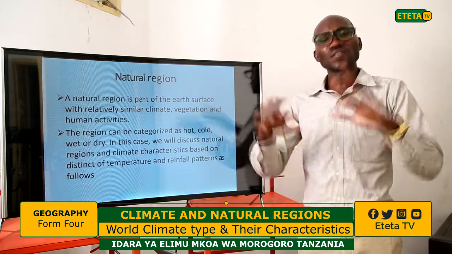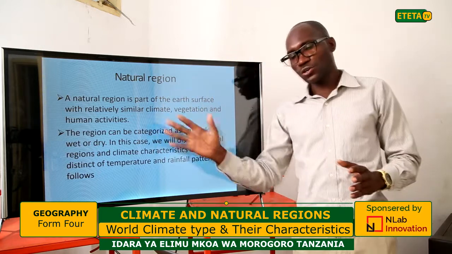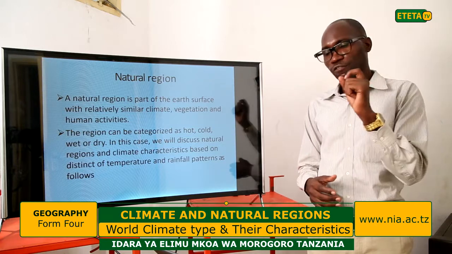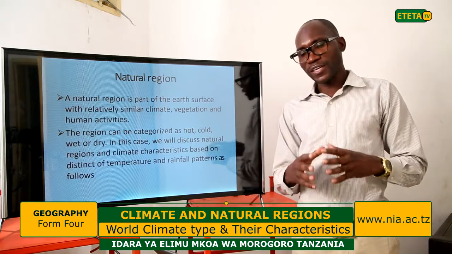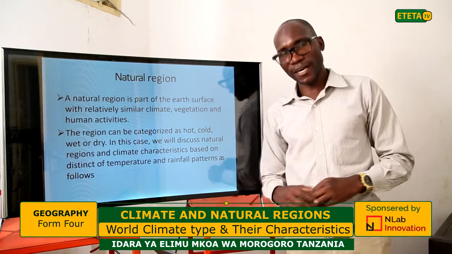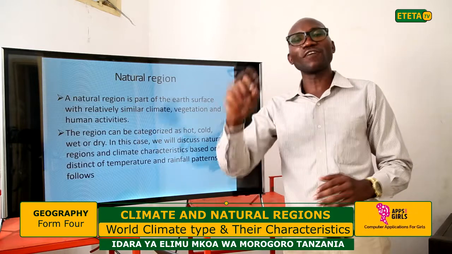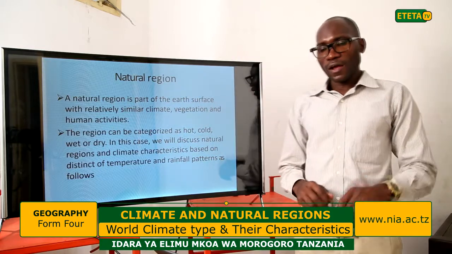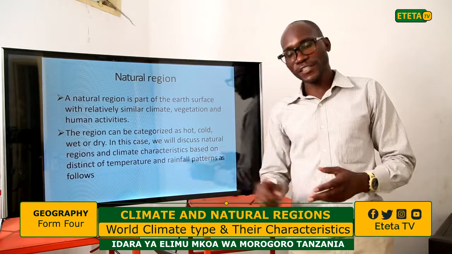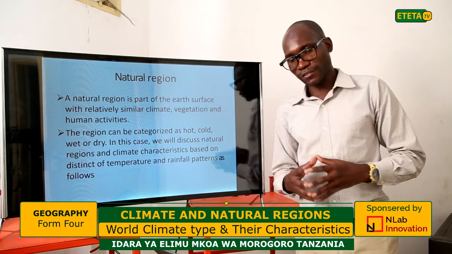Natural region. What is a natural region? We have seen climate and a natural region. So what is a natural region? A natural region is a part of the earth surface with relatively similar climate, vegetation, and human activities. It is the part of the earth which has the same or relatively similar climate, vegetation, and human activities.